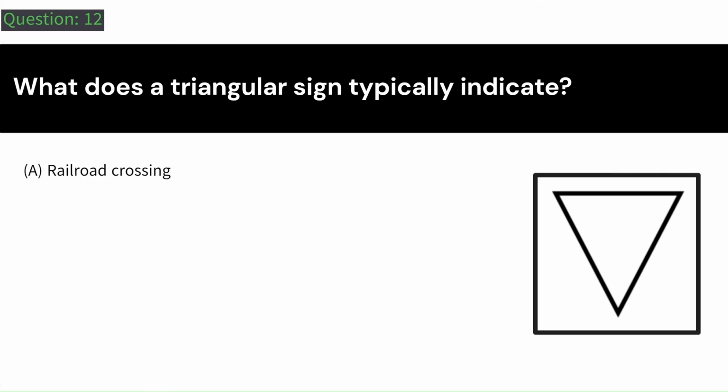A. Railroad crossing. B. Stop. C. Yield. D. No passing zone. Answer: C. Yield.